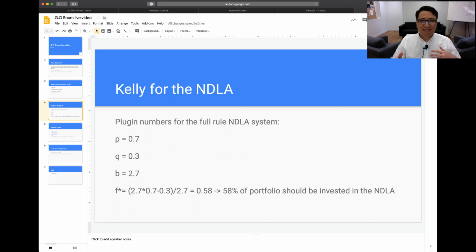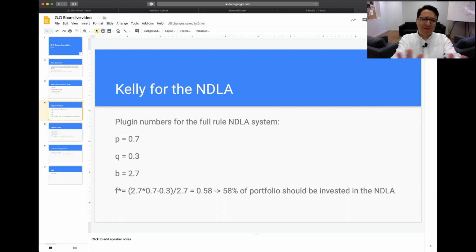And then B depends. It fluctuates a lot. So I'm using 2.7, but you can use 2.5. You can use whatever you want, I guess. Okay, I should have used 1.7. But anyway, it will give you a very similar number. If you plug these numbers, it gives you around 58%. But I think I'm more conservative. It's always around 50%. So according to Kelly, we should be using half of our portfolio playing the NDLA.